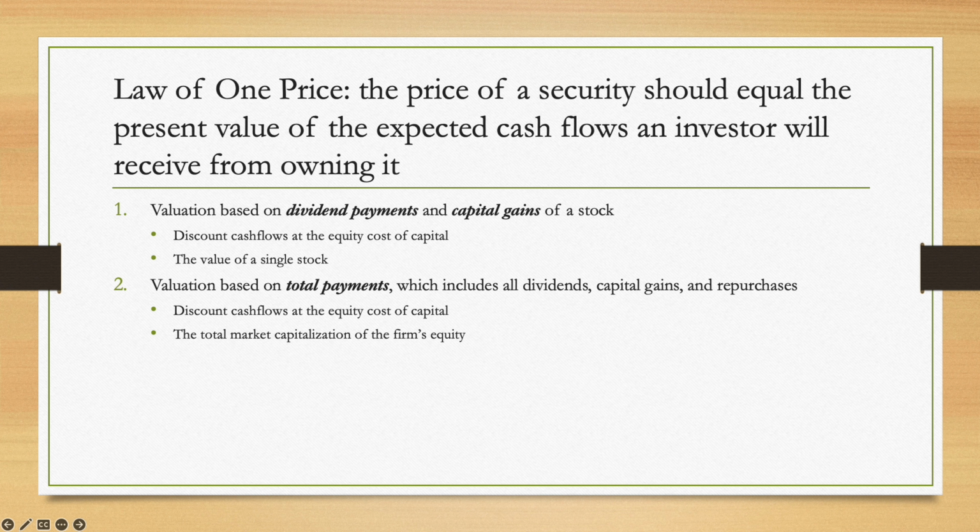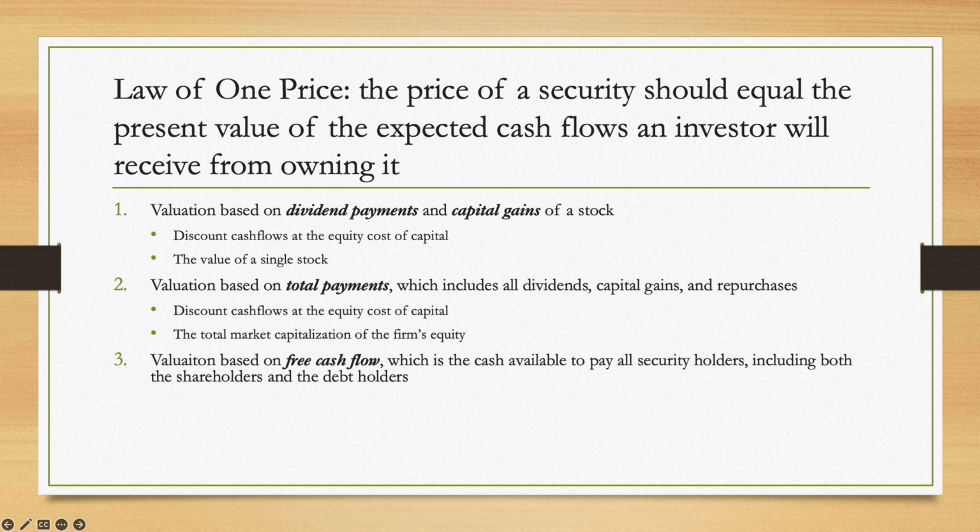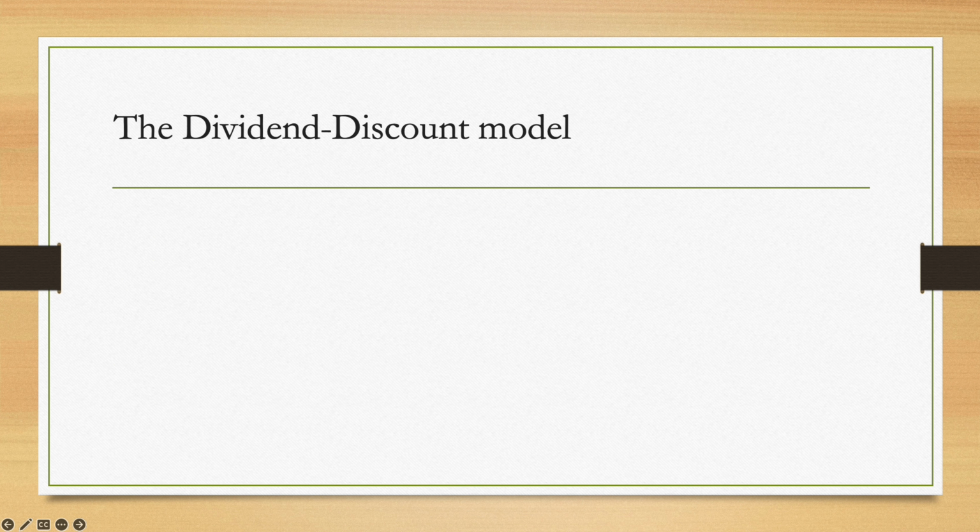Method 3 is valuation based on free cash flow, which is the cash available to pay all security holders, including both the shareholders and the debt holders. The discount factor used in this method is the weighted average cost of capital, and the outcome is the firm's enterprise value. Let's take a look at method 1, the dividend discount model.